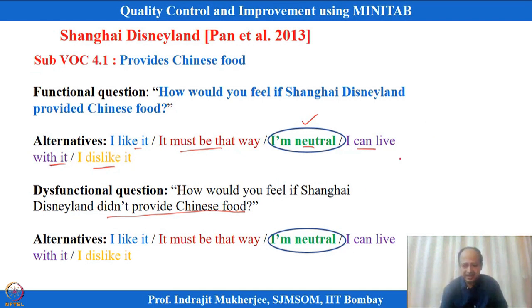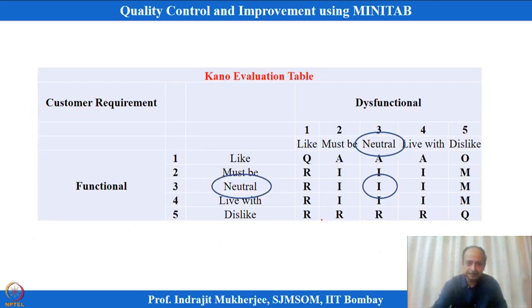In this case, if they are not providing, again the person says that I am neutral to this. So, this is one of the sub voices, and one customer has responded that I am neutral. A different customer may mention a different option, and we are not restricting what option a customer will take. This is one customer. As an example, he has mentioned that he is neutral for the functional question, and for the dysfunctional question also he is neutral.